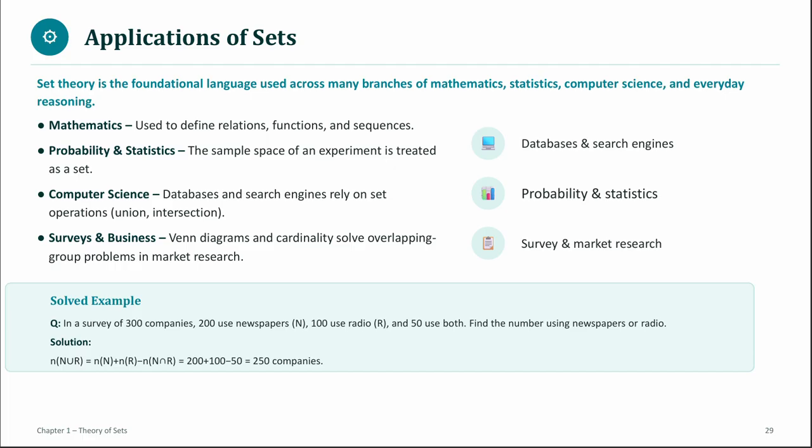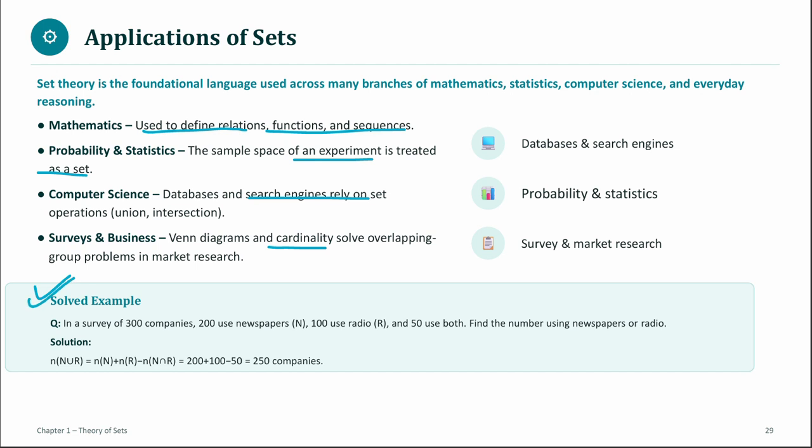Now let us see where these sets are applied in practical life. Set theory is the foundational language used across many branches of mathematics, statistics, computer science, and everyday reasoning. In mathematics, it is used to define relations, functions, and sequences. In probability and statistics, the sample space of an experiment is treated as a set. In computer science, databases and search engines rely on set operations, union or intersection. And in surveys and businesses, Venn diagrams and cardinality solve overlapping group problems in market research.